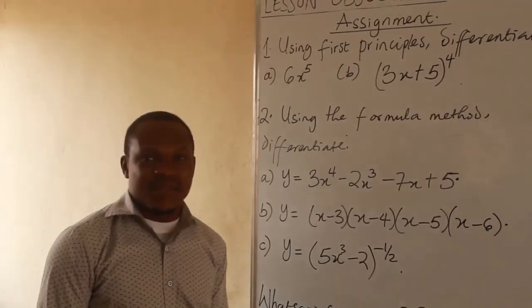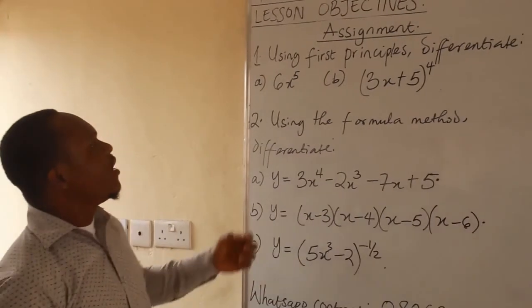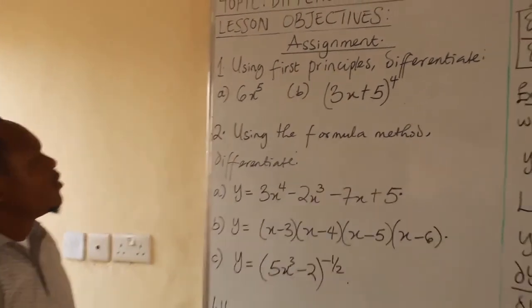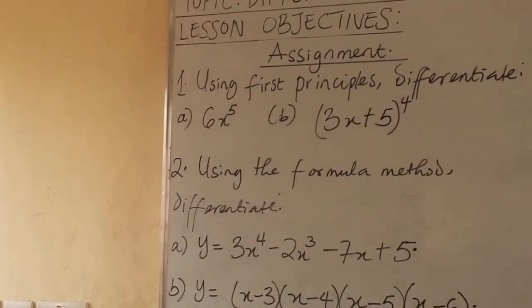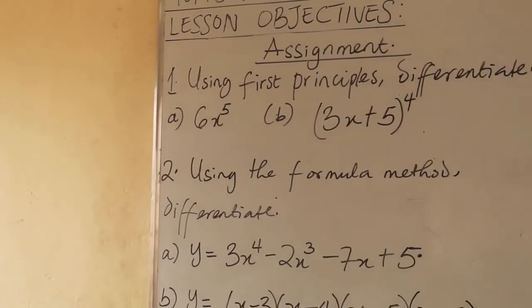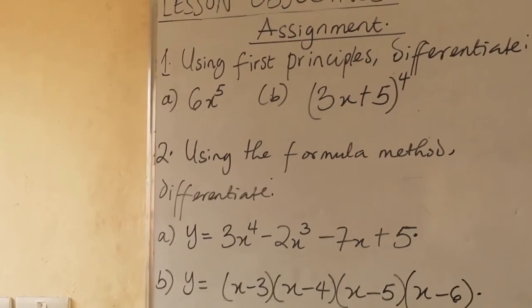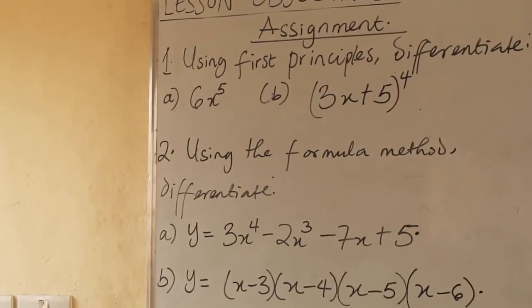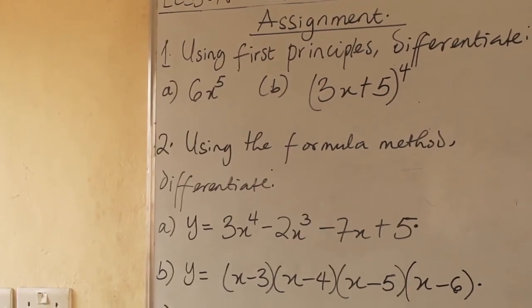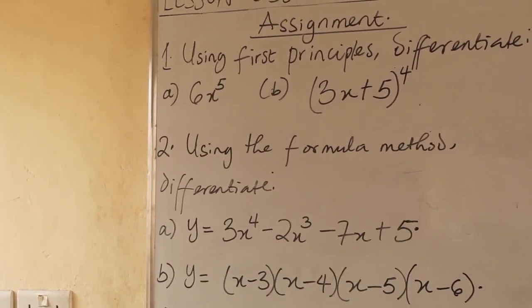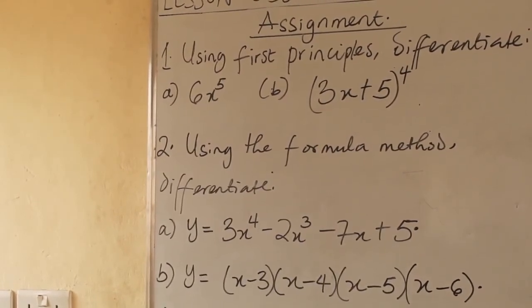Now, into your assignments for the day. Number 1 says, using first principles, differentiate (a) 6x raised to the power 5, (b) (3x plus 5) all raised to power 4. Number 2, using the formula method, differentiate (a) y is equal to 3x to the power 4 minus 2x raised to the power 3 minus 7x plus 5.